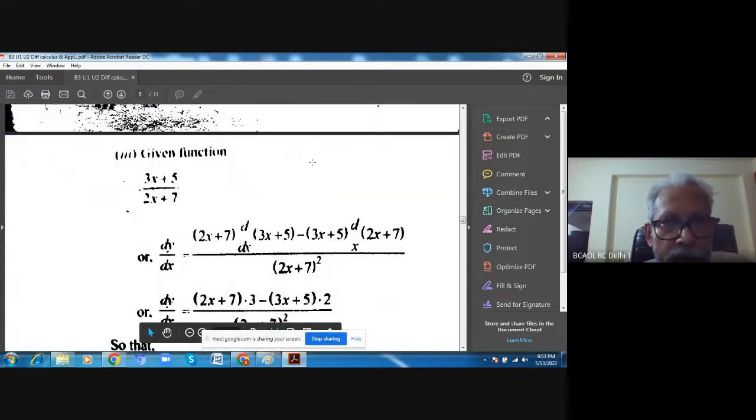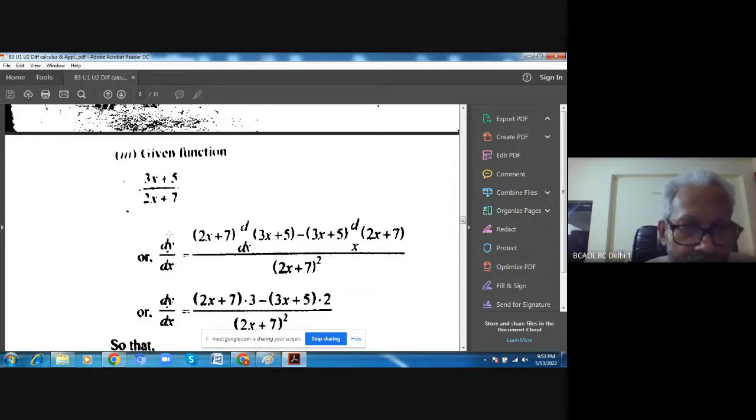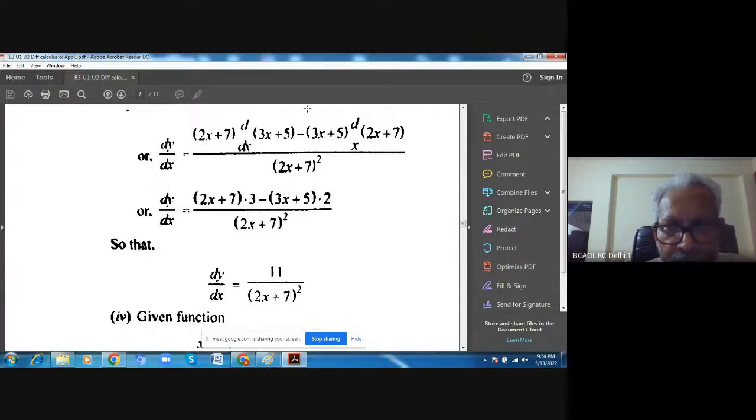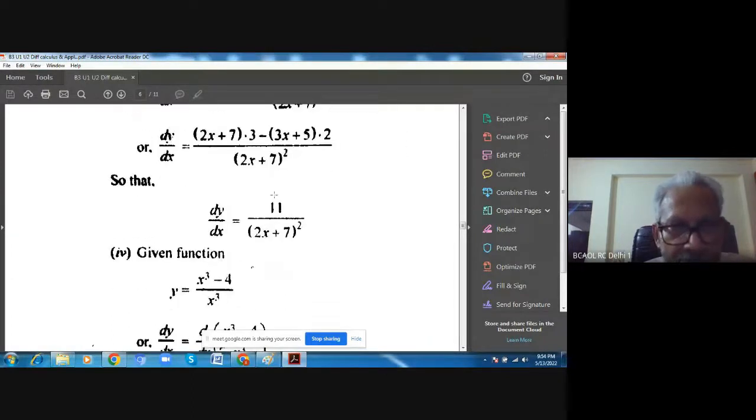This is also a given function, 3x plus 5 divided by 2x plus 7. If the function is given, you have to differentiate it. So dy by dx: the lower portion, v, is coming, and the upper, that is u, dx, this portion minus, again based on this formula only, which I have already given. So when you apply the formula, finally you get the value of dy by dx.